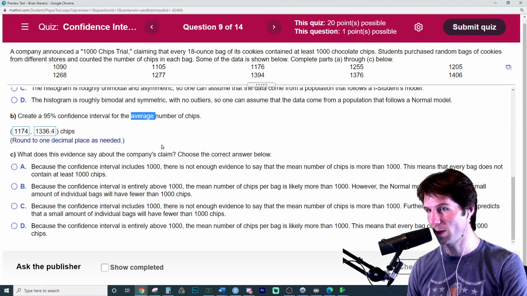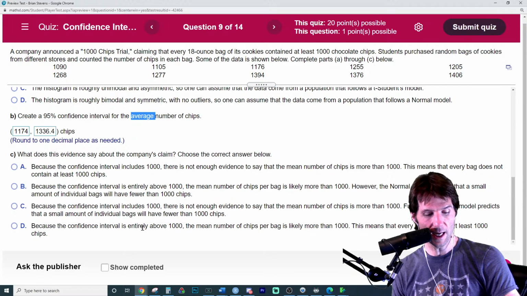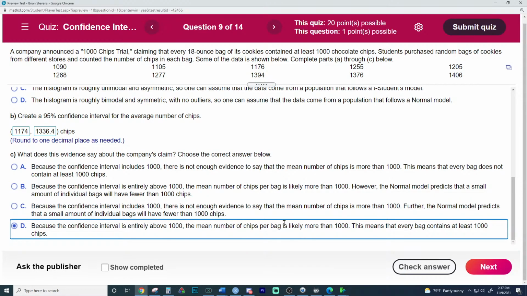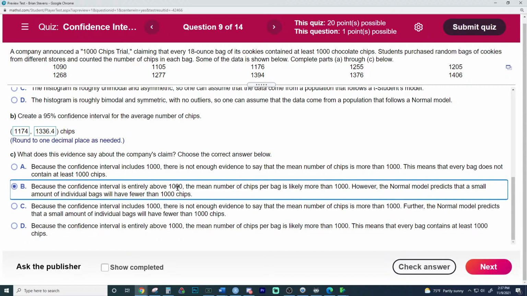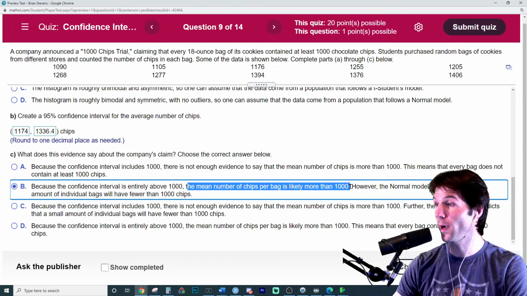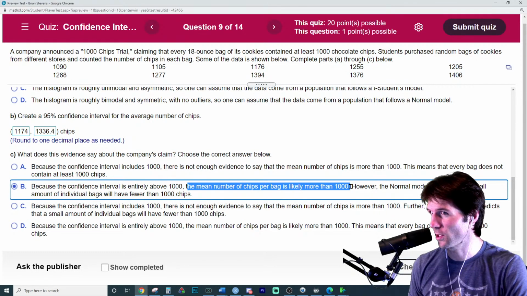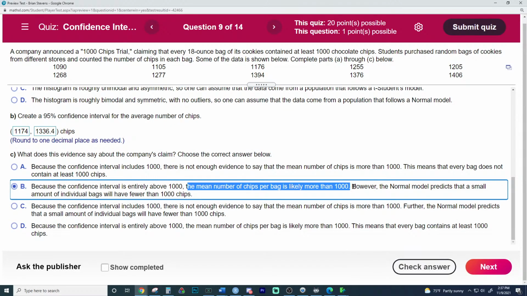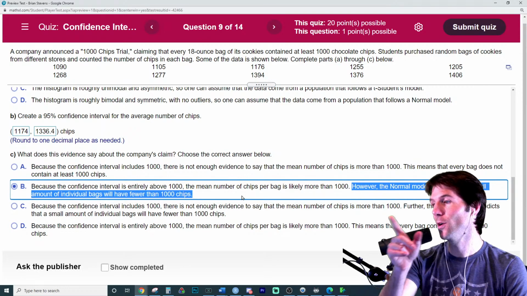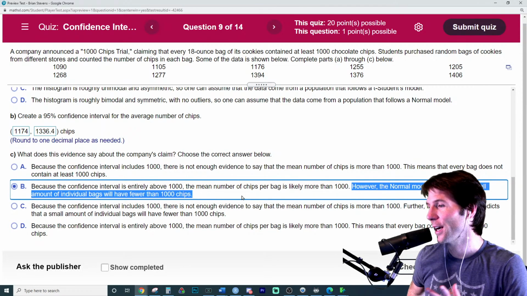So because the interval is entirely above 1,000, the mean number of chips in a bag is likely more than 1,000. This does not mean every bag will contain at least that, so that's wrong. Because the interval is entirely above 1,000, on average, if people buy our chips, they'll see more than 1,000 chips. But we cannot promise that an individual bag of chips will have 1,000 chips. We can just say, on average.